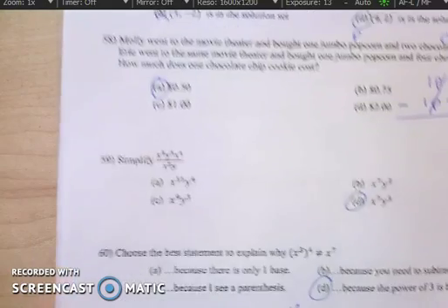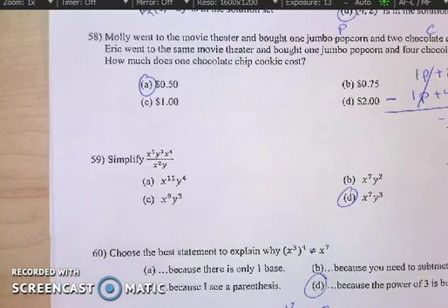The last two problems do not really matter. The answers are D and D, in case you were wondering.